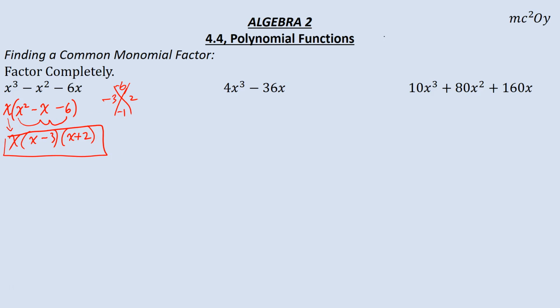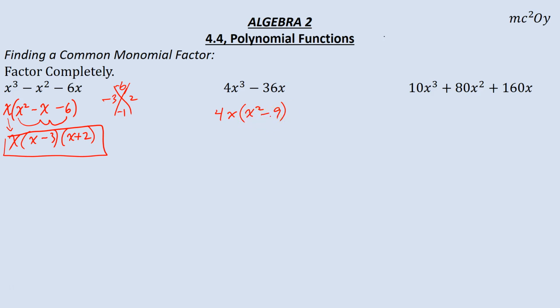All right, let's try another one here. Let's take out a monomial first. Looks like 4 comes out. And in terms of x, looks like an x can come out. 4x times what is 4x cubed? That would be x squared. 4x times what is negative 36x? That would be negative 9. Okay, and then we've got to look at what's in the parentheses.